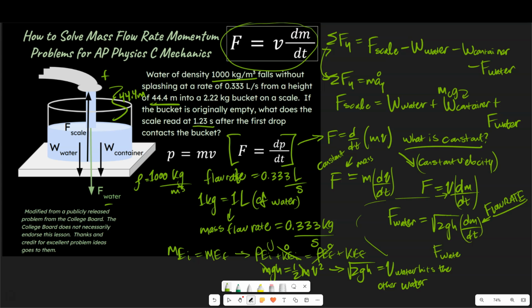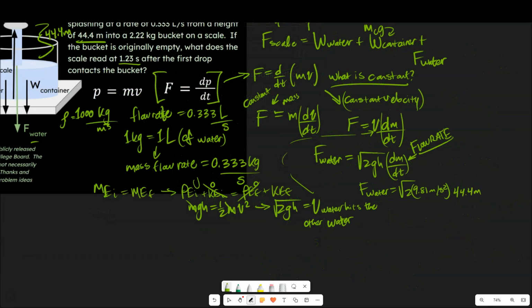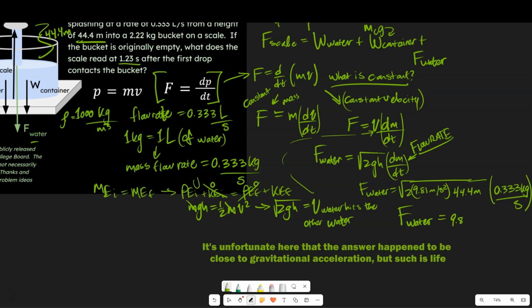So we could say the force of the water is equal to the root of 2 times 9.81 meters per second squared, and I'm going to need some more room here, times a height of 44.4 meters. That's all under a root, times the flow rate. Well, the flow rate we said was 0.333 kilograms per second. And so that means that the force that the water is pushing against the scale is going to be 9.83 newtons.